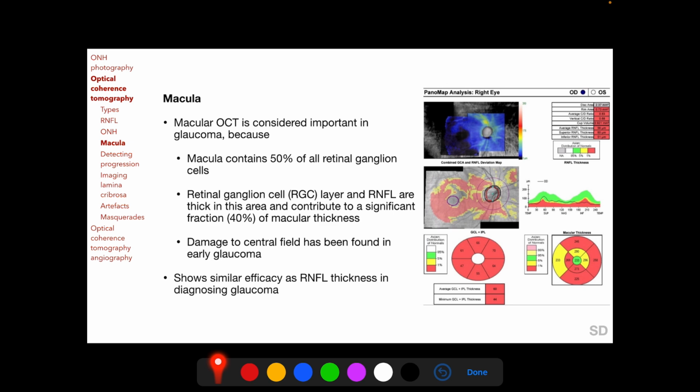And the composite thickness of the retinal ganglion cell layer and the retinal nerve fiber layer contribute to a significant fraction of almost 40% of the entire macular thickness. And as we have discussed in the session on visual field defects in glaucoma, damage to central visual field has been found in early glaucoma. And macular analysis has been shown to have similar efficacy as RNFL analysis in diagnosing glaucoma.